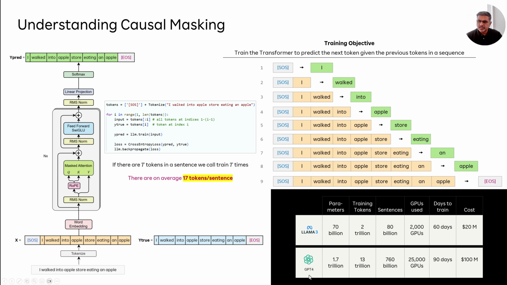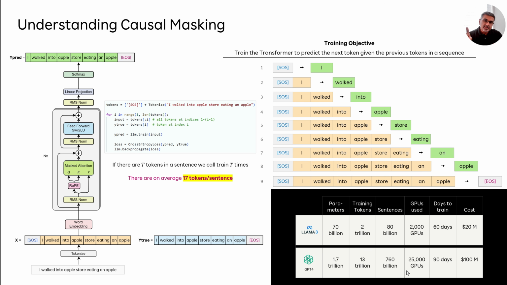GPT-4, on the other hand, is a much larger model. It's a model that has 1.7 trillion parameters. The training data set has about 760 billion sentences on which it was trained. It was trained on 25,000 GPUs. It took 90 days to do this training. Again, more GPUs, but also a huge number of training samples, as well as a massive increase in the training parameters. And it cost OpenAI $100 million to do the pre-training for GPT-4.